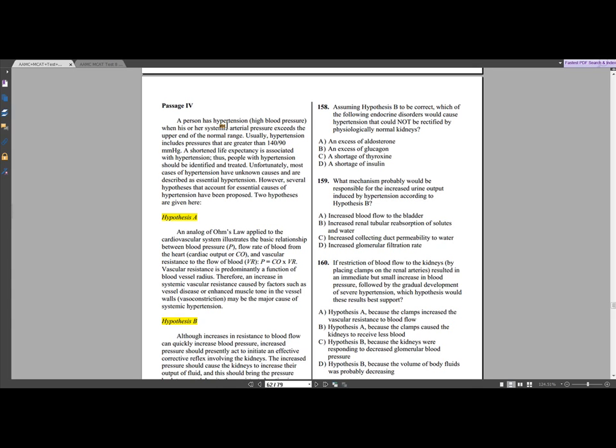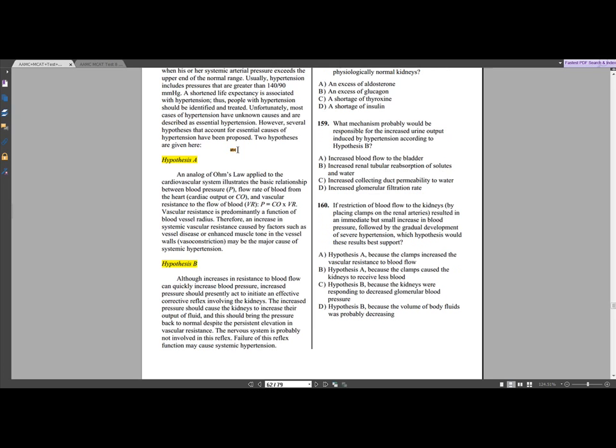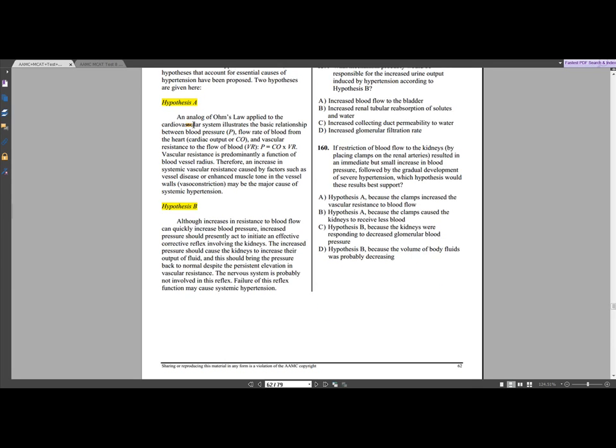Hypertension exceeds normal range. Greater than 140/90. Pressure. Shortened lifespan. Treated. Unknown causes. Several proposed causes. That's how I read. It's like, if I read all the words, it makes even more no sense than if I skip around. I don't know. The words make no sense.